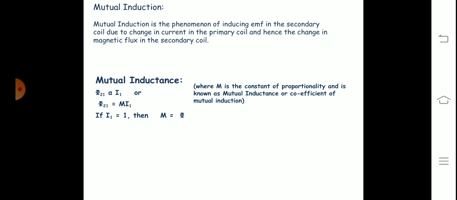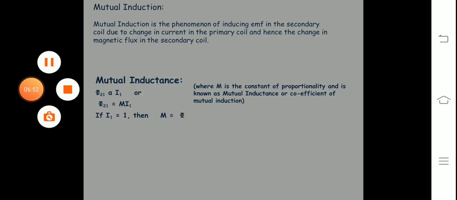Come on to mutual induction. Likewise, you have studied that phi is equal to Li. Here we will write that phi is equal to Mi1. I1 is the current flowing in the primary coil and phi2 is the flux linked with the secondary coil. So we will write phi21 is equal to M i1. So if unit current is flowing through the primary coil, then M will be equal to phi. It means the magnitude of flux in the secondary will give the coefficient of mutual induction, or mutual inductance.